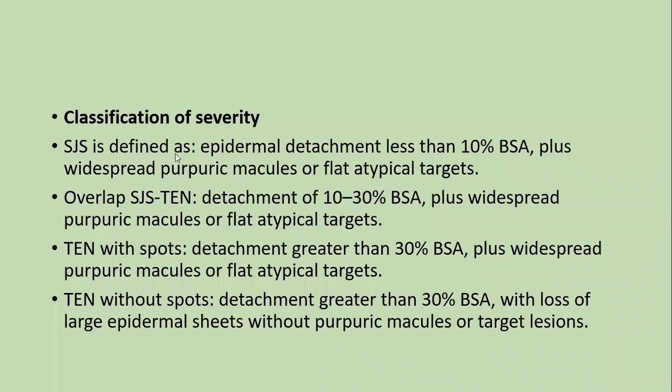Stevens-Johnson syndrome is defined, as I mentioned before, as involving less than 10% of the body surface area. Then overlap between Stevens-Johnson and TEN is between 10 to 30%. TEN with spots is detachment greater than 30%, plus widespread purpuric macules and flat atypical targets. Then TEN without spots is detachment greater than 30%, with loss of epidermal sheets without purpuric macules and targets.